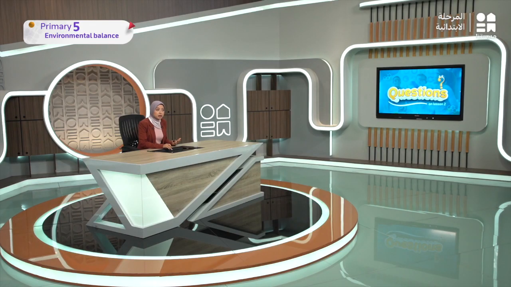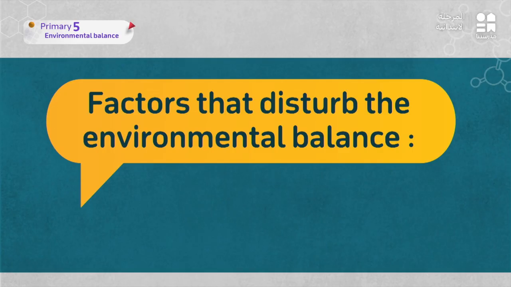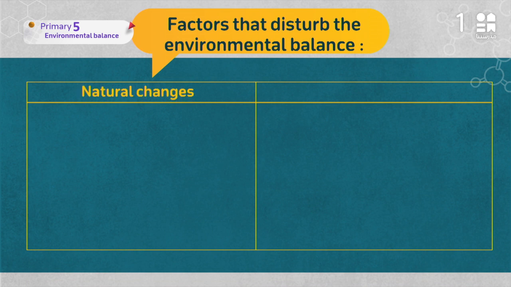طيب يا ترى إيه اللي ممكن يؤدي للdisturbance؟ We have two factors we want to know. The factors that disturb the environmental balance. We have two factors. إما natural changes أو man interference. Natural changes means changes that happen in nature without any interference from us. تغيرات بتحصل في النيتشر في الجو مثلا، يبقى change in the climate. يبقى natural changes such as the change in the climate.